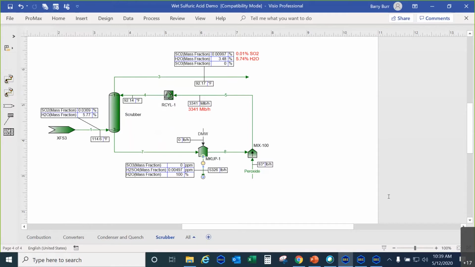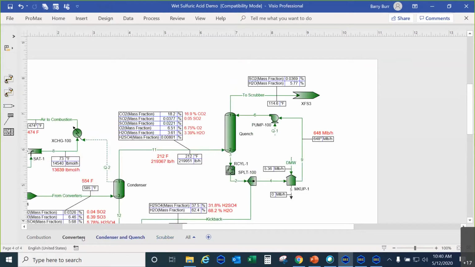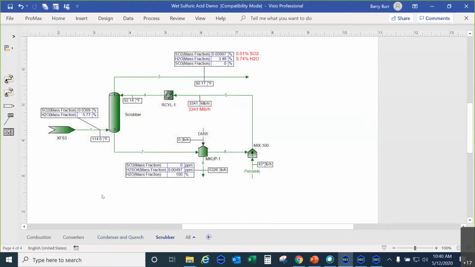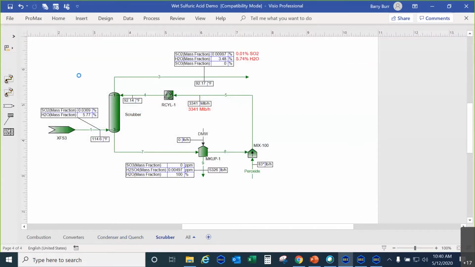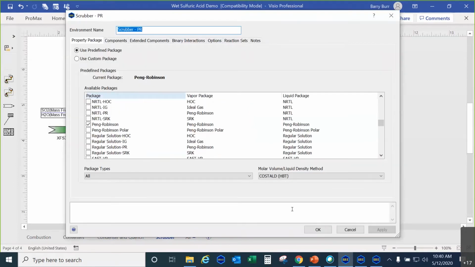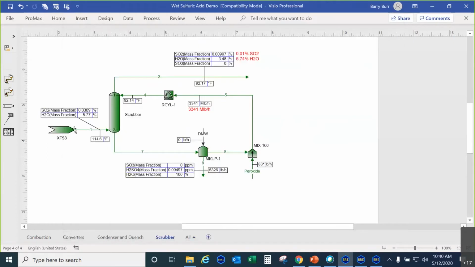Okay, let's see. I've got a couple of questions. Which thermal property is used for the thermo column for the first column? Now, when you say first column, that would be condenser and quench and scrubber. I believe this one is using the NRTL package with the Laliberte. No, this one's back to using Peng-Robinson. There's not enough sulfuric acid present to necessitate using that NRTL.